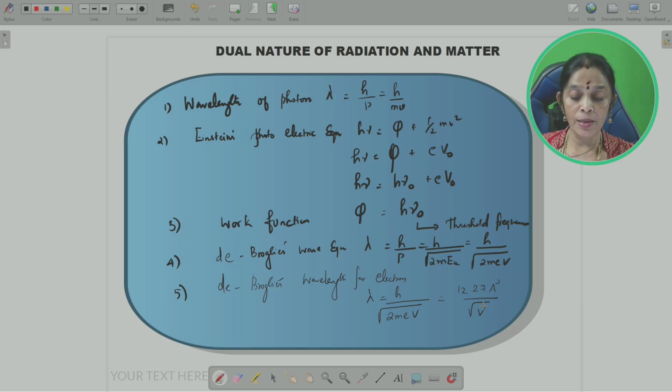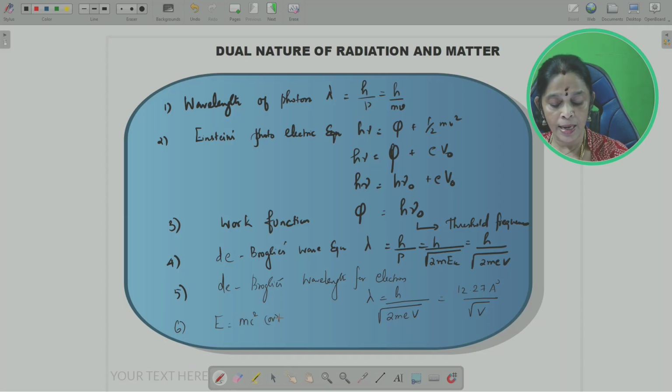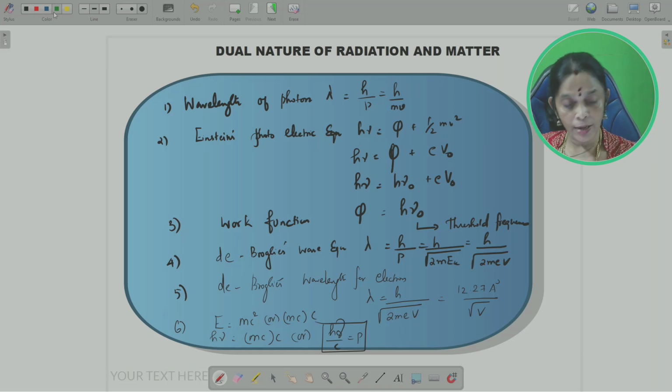So we have seen that there are 5 important formulas. Apart from that, according to Einstein mass energy relation, E is equal to mc square. That can be written as mc into c. Therefore h nu is equal to mc into c, or I can write h nu by c is equal to p. This is also another equation. And also we have to know the 7th one.